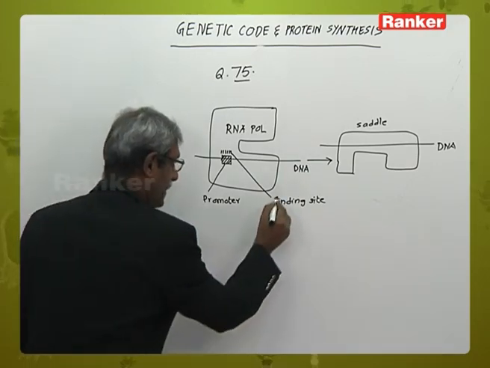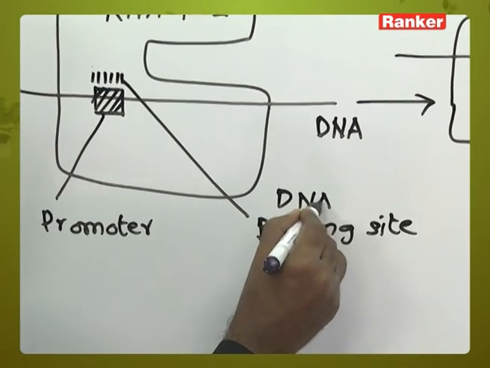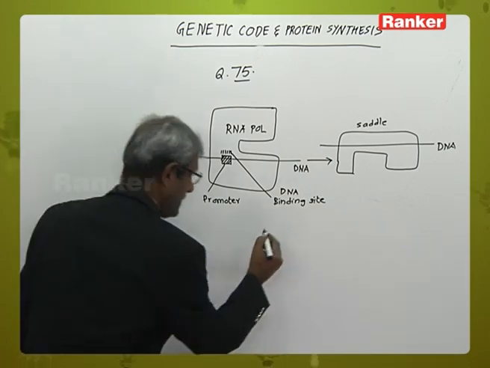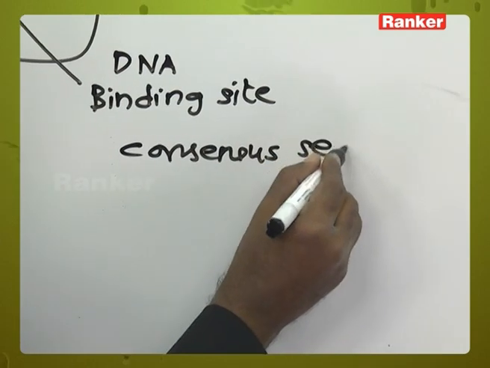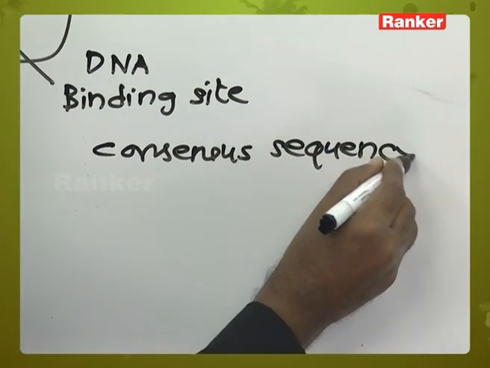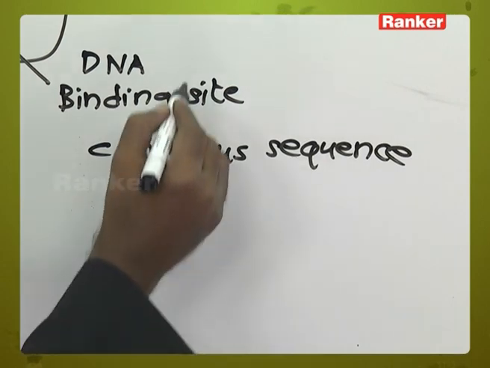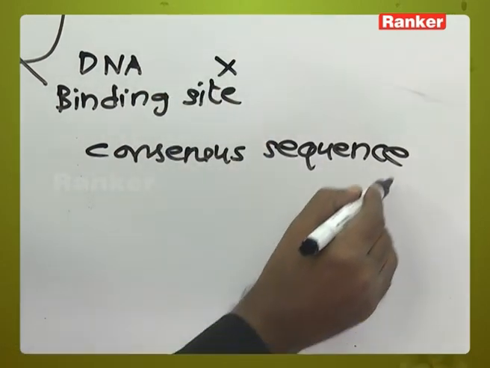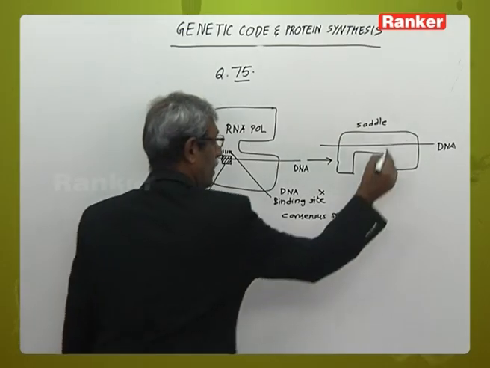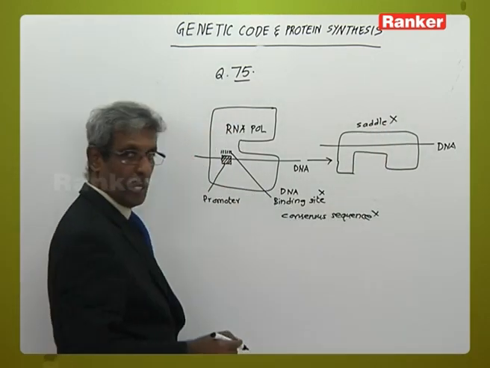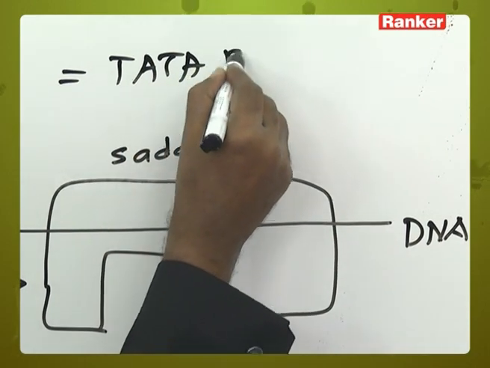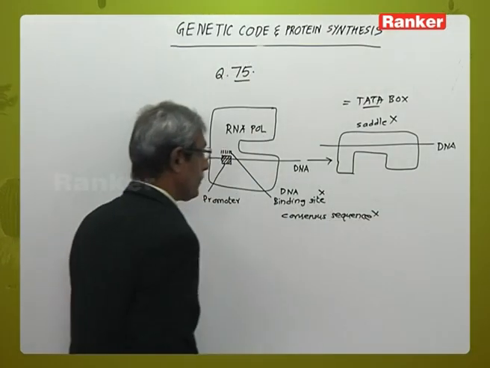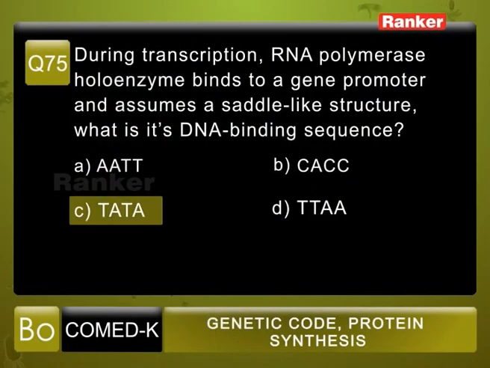The DNA binding site, as implied, has a consensus sequence. So, the DNA binding site or the consensus sequence, due to which you get a saddle-like configuration, is termed as the TATA box. The answer is C.